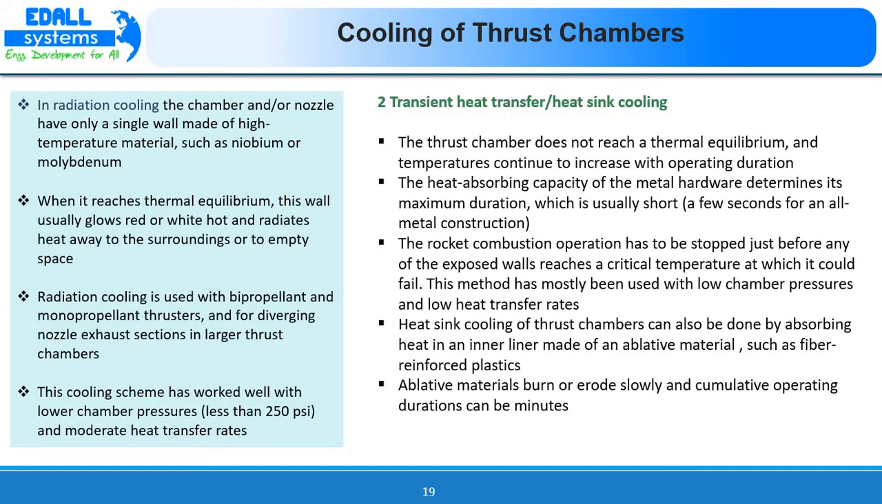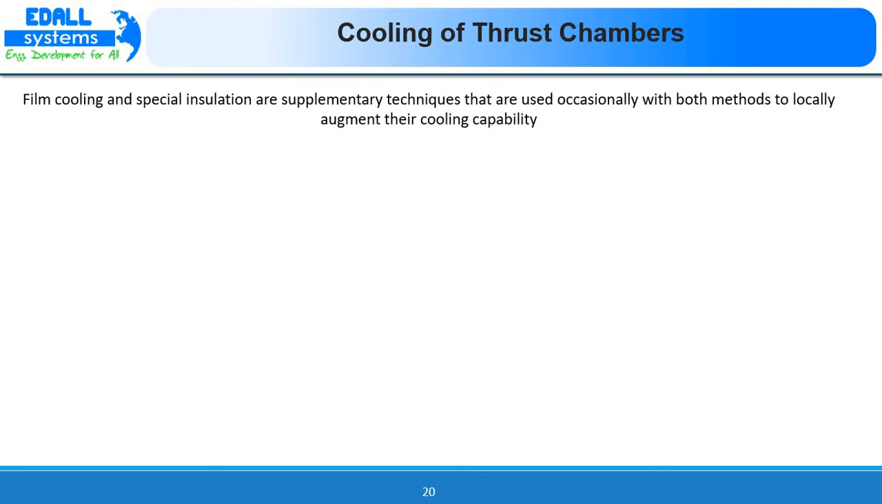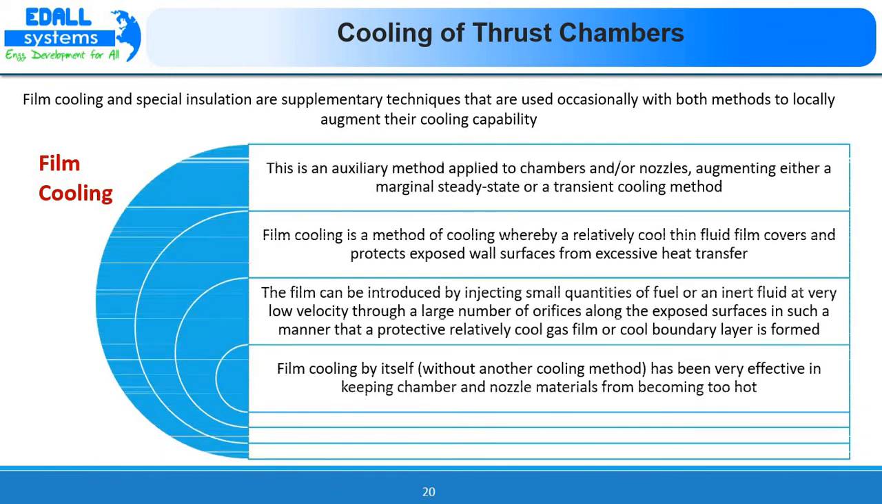The heat sink cooling of the thrust chamber can also be done by absorbing heat in an inner liner made of an ablative material, such as fiber reinforced plastics. Ablative materials burn or erode slowly and cumulative operating durations can be minutes. So these are two conventional cooling methods of thrust chambers. Now we see the other, unconventional ones, that is film cooling and special insulation. They are supplementary techniques that are used occasionally with both methods to locally augment their cooling capability. So first we will see the film cooling.